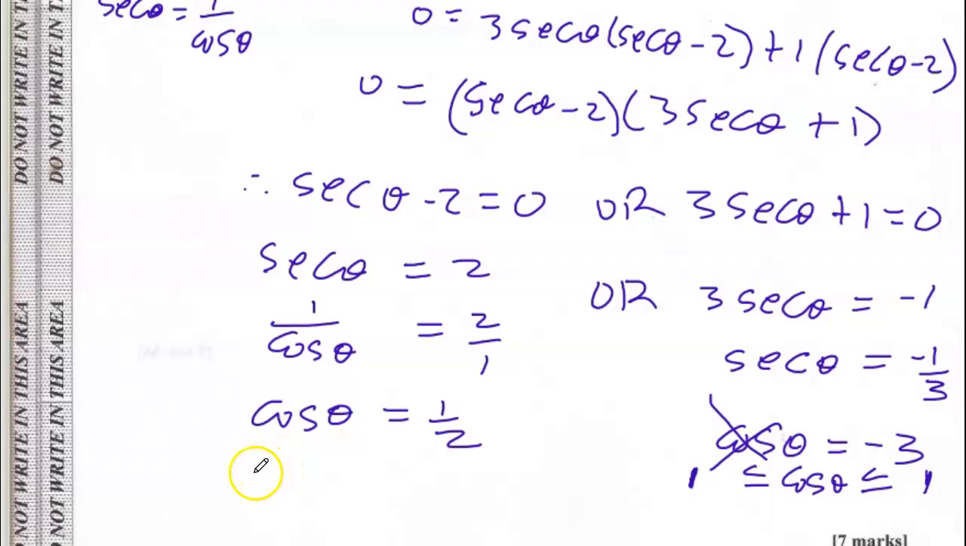Now what do you cos to get a half? 60. You can use a calculator, shift cos. So theta would be equal to 60 degrees. If you want to write your answer in radians, you multiply 60 degrees by pi over 180, which is pi over 3, right? And by the way, cos 60 gives half, cos negative 60 is also a half. So negative 60 or negative pi over 3 is another possible solution.